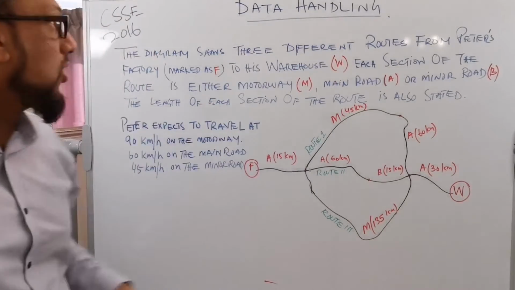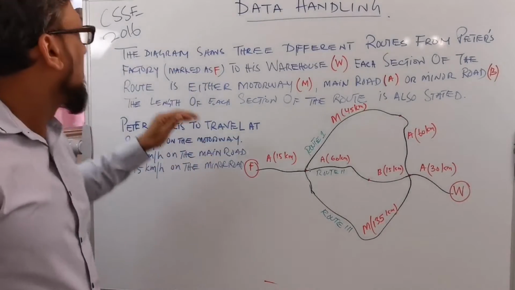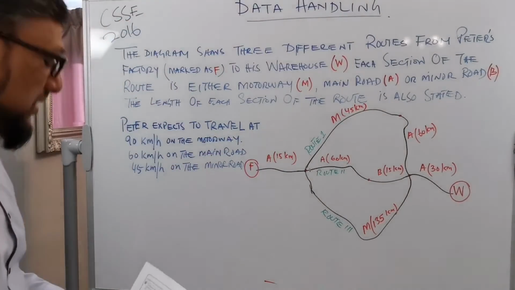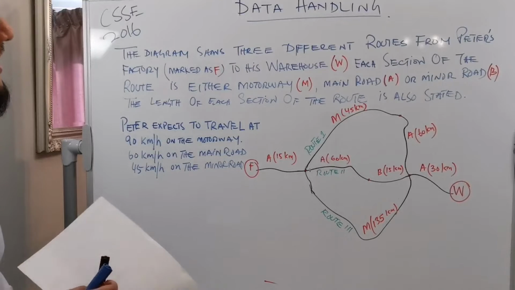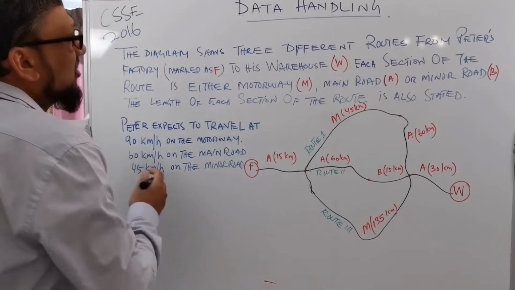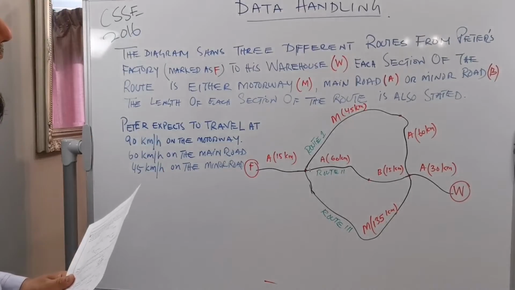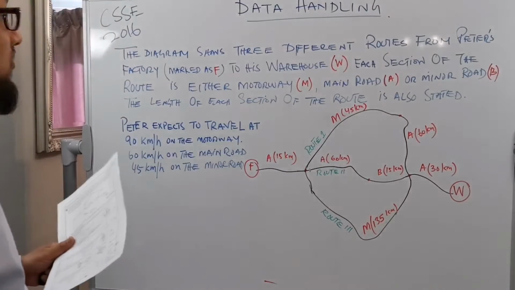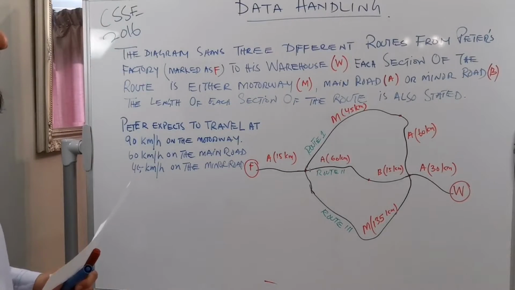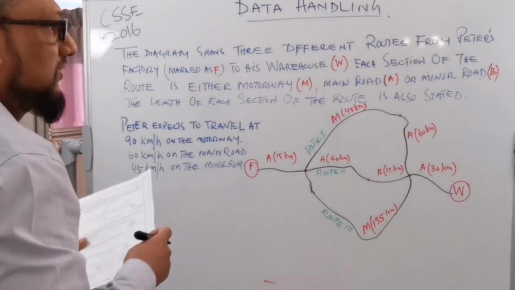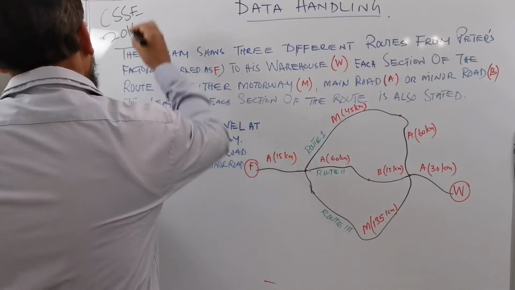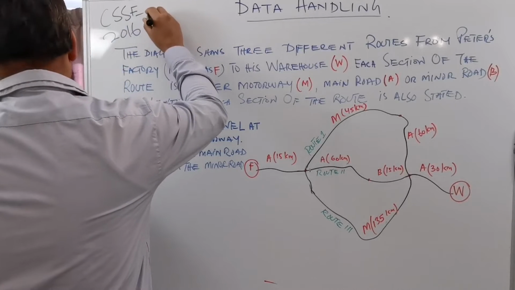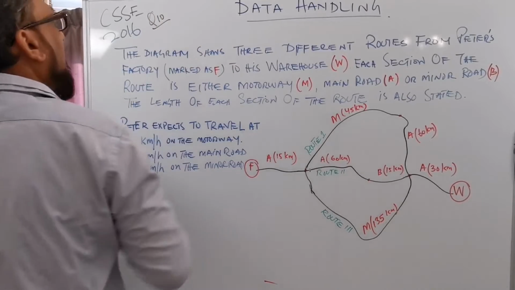So let me go straight to the paper, 2016, question number 10. Basically, data handling is simply giving you some information, and on the basis of that information you need to give some answer. For example, we will discuss a pie chart, and later a bar chart and the line graph as well. The same as here, the topic given, which came in 2016 for question number 10.